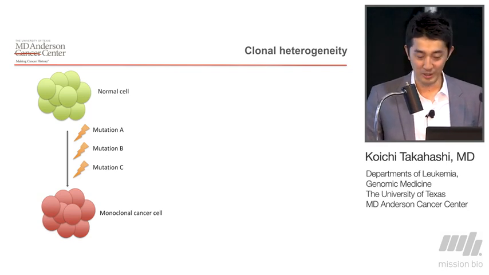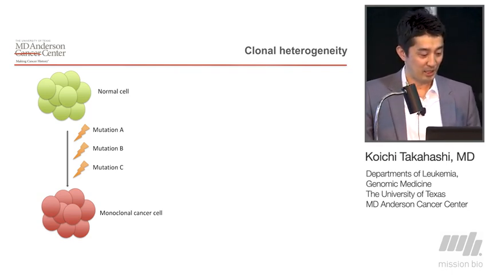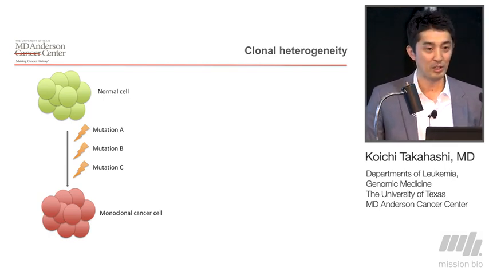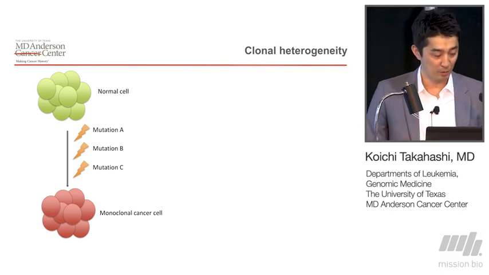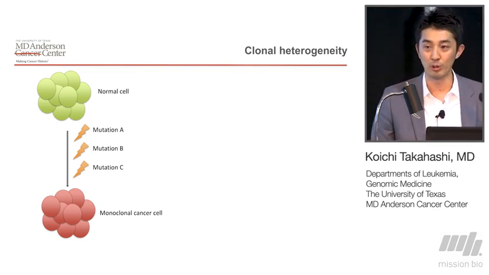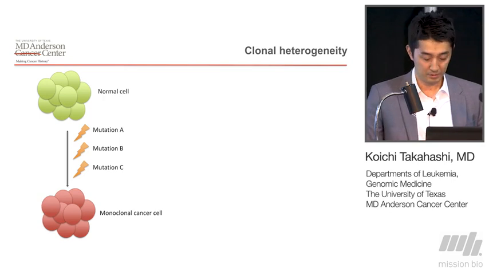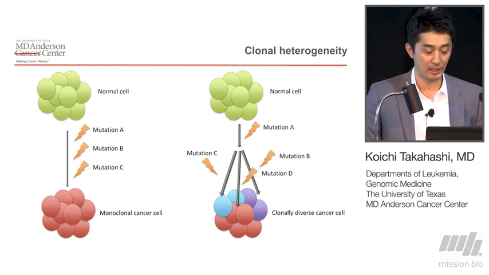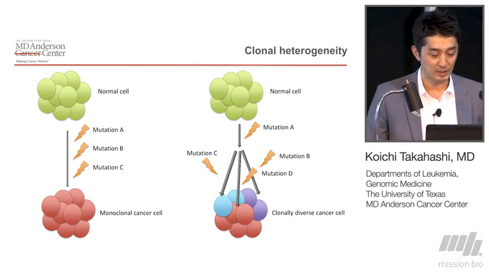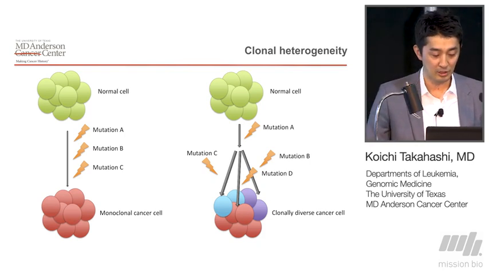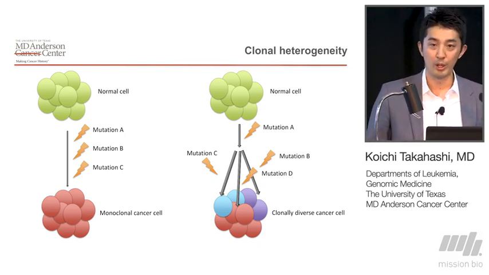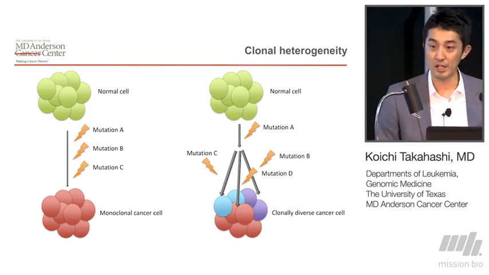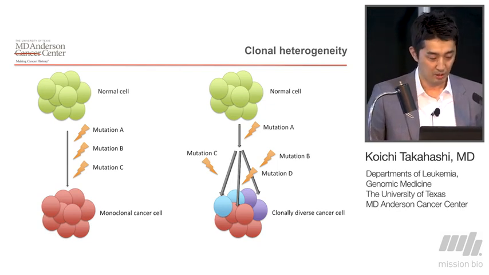this is the traditional, oversimplified cartoon of how cancer cells develop. The normal cell acquires mutations A, B, and C, and then transforms into malignant cells and creates this monoclonal aggregate of cells. However, we now know from a lot of next-gen sequencing studies that this is really not true. Cancer is an aggregate of a more genetically diverse cell population, which we often call clonal heterogeneity, or sometimes intra-tumor heterogeneity.